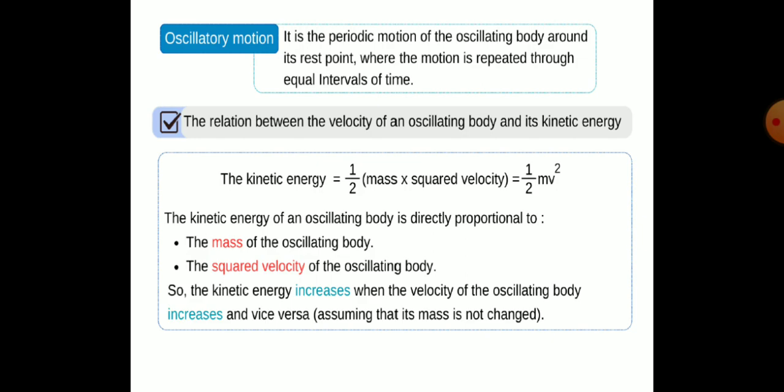So, what is the relation between the velocity of the oscillating body and its kinetic energy? First, the kinetic energy equals half mass times the square of the velocity. So, the kinetic energy of an oscillating body is directly proportional to, first, the mass of the oscillating body, and number two, the square of the velocity of the oscillating body. So, the kinetic energy increases when the velocity of the oscillating body increases, and vice versa. The kinetic energy decreases when the velocity of the oscillating body decreases, and vice versa.